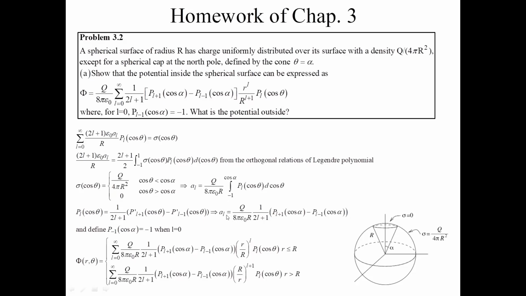Then after we get A_L, we substitute this term back into our general solution, and we get our potential equal to these two formulas, for r less than big R and r bigger than big R.